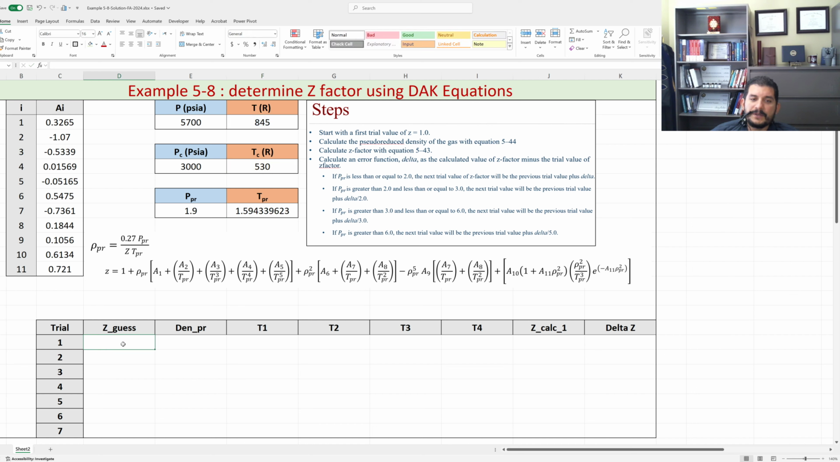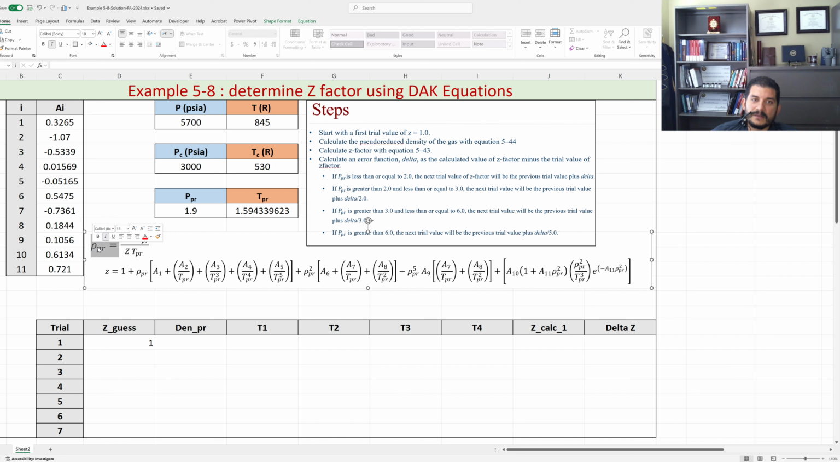So the first step here is to guess the first z, which we'll use in this equation. We'll start according to the steps. For the first guess it is better to start with 1, so I'm going to type 1 here. And then the second step is to calculate the pseudo-reduced density using this equation.